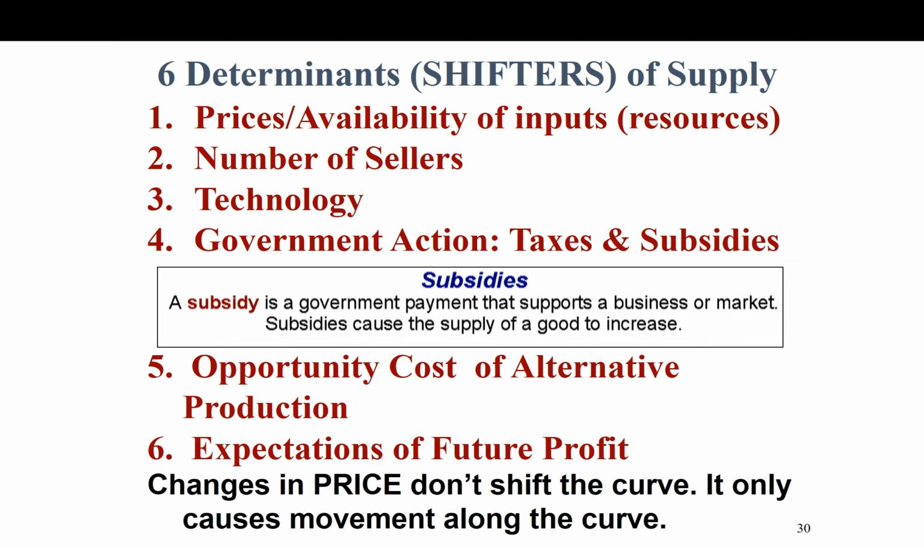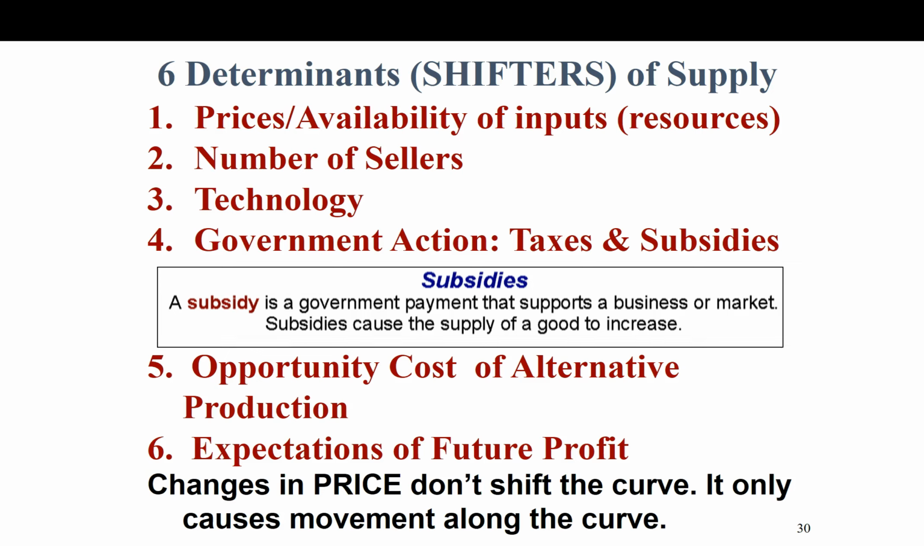So we have the price of inputs. That's not the same as the price of the good in the market. An input is a resource that goes into producing a product. So if there's a change in the price or availability of inputs, then that's going to shift the supply curve. The number of sellers, how many sellers are in the marketplace, that will influence how much is being supplied at each price. Changes in technology will affect how much can be produced at each price. Again, these are not changes in price. These are underlying market conditions.